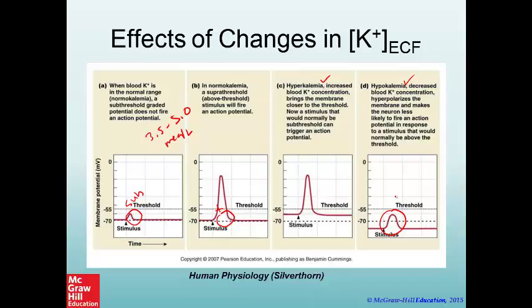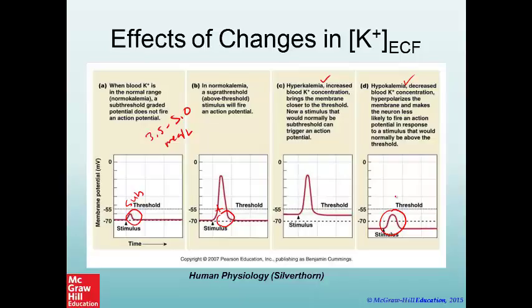Under hypokalemic conditions. Now the heart is a muscle, so hyperkalemic conditions can cause it to contract too rapidly, possibly even contract and not relax. Hypokalemic conditions would make it more difficult for the heart to contract. So you would get fewer heartbeats, and they wouldn't be as strong.